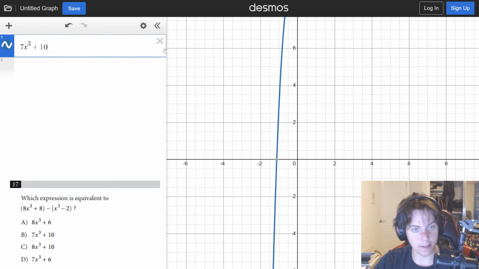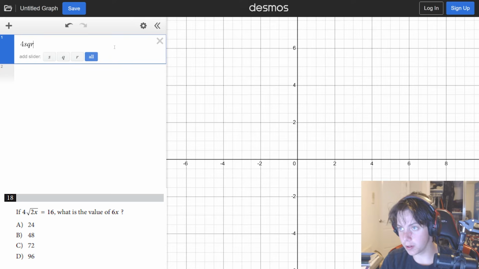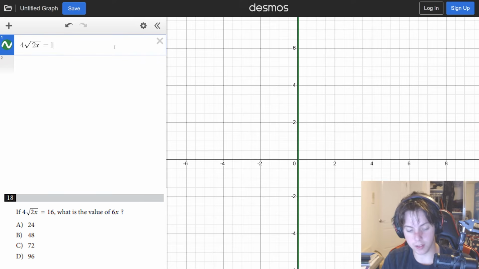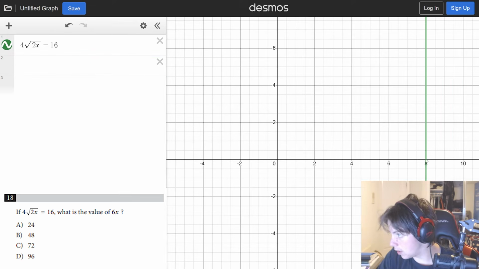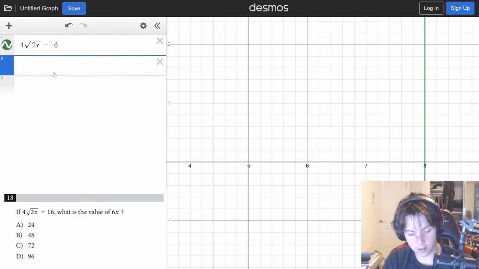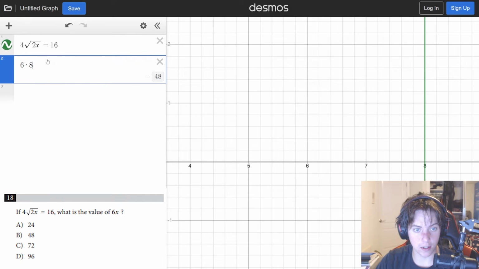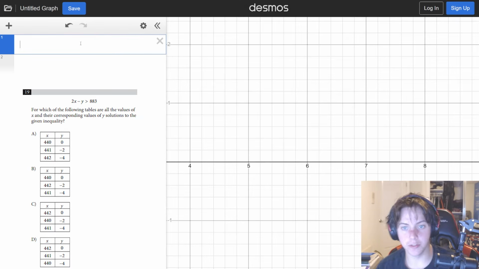Okay, question number 18. 4 times the square root of 2x equals 16. What is the value of 6x? So then, let's say, we look here. Our value is clearly 8. So then 6 times 8, 48. Our answer is B.